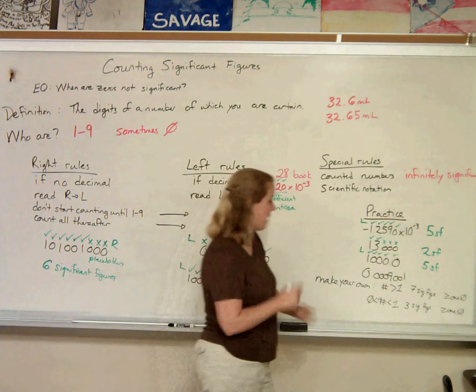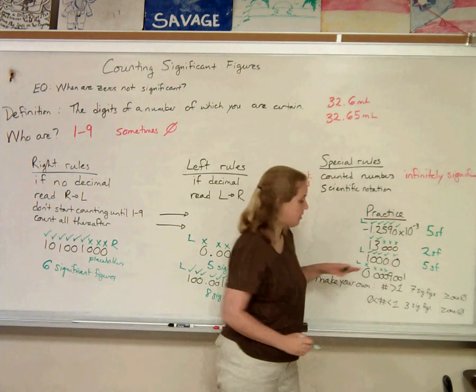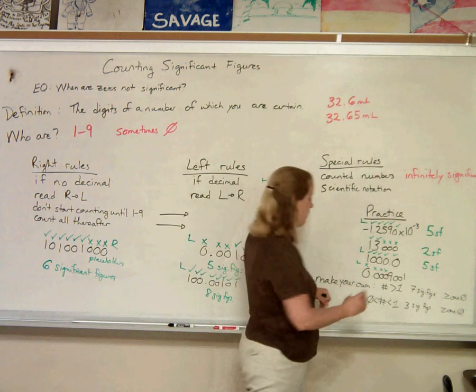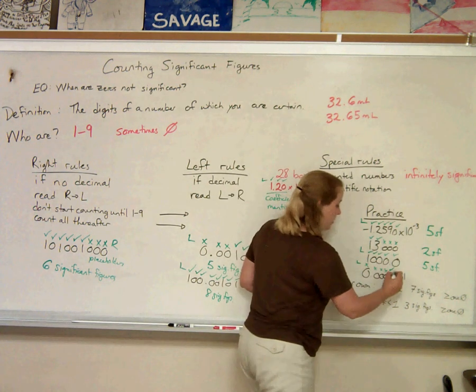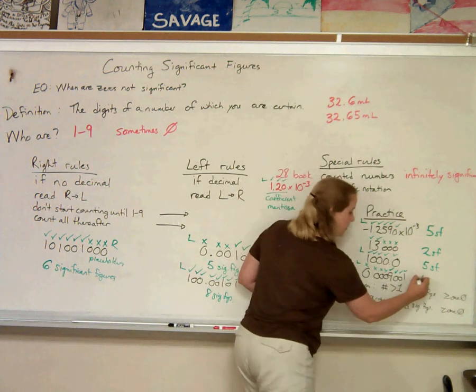Hopefully you came up with the number 4. It also has a decimal. We're going to read from the left, but these zeros don't count. They're just placeholders, pushing that 9 back farther and farther into the decimal. Once we get to the 9, we start counting, and those zeros will also count, and then the 1 at the end. So this one has 4 sig figs.